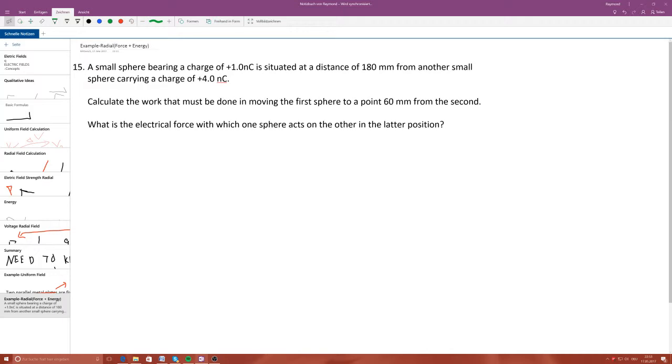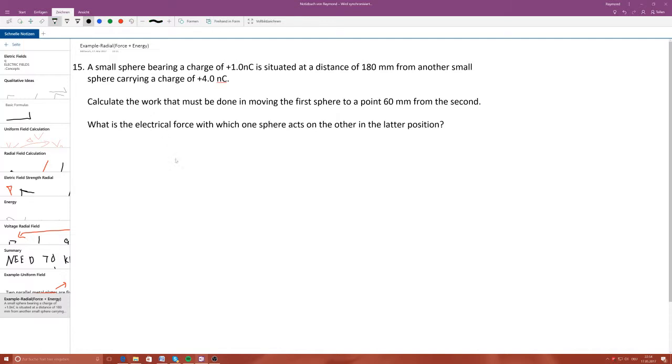So this is an example of a uniform question. And then for a radial question, here question 15: a small sphere bearing a charge of 1 nanocoulomb is situated at a distance of 180 millimeters from another small sphere carrying a charge of 4 nanocoulombs. Calculate the work that must be done in moving the first sphere to a point 60 millimeters from the second. And then what is the electrical force with which one sphere acts on the other in the latter position? So it's a two-component question.